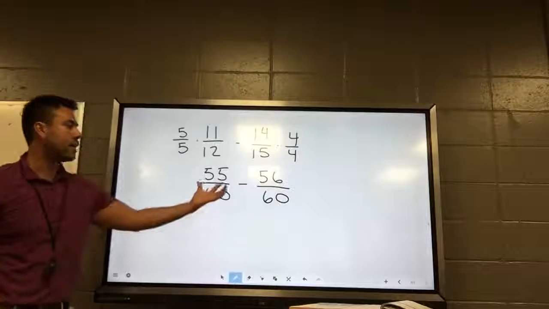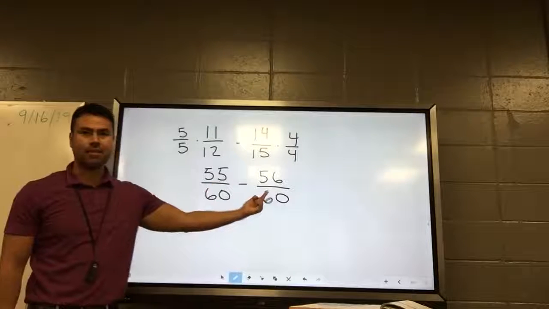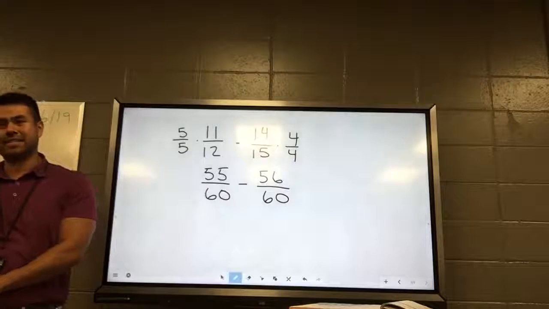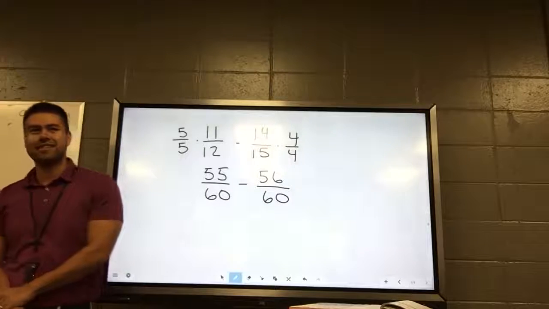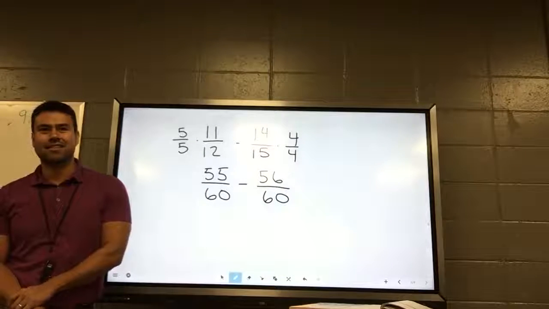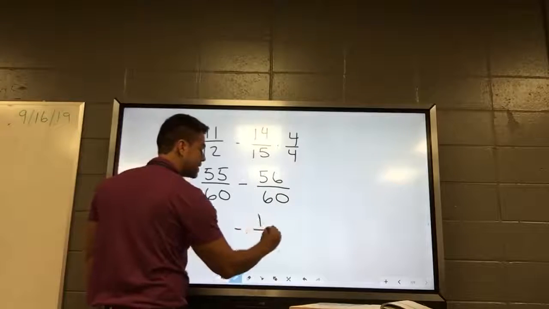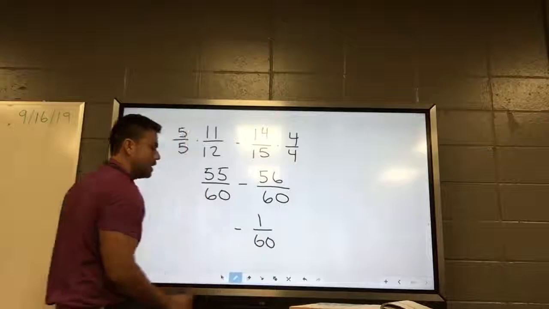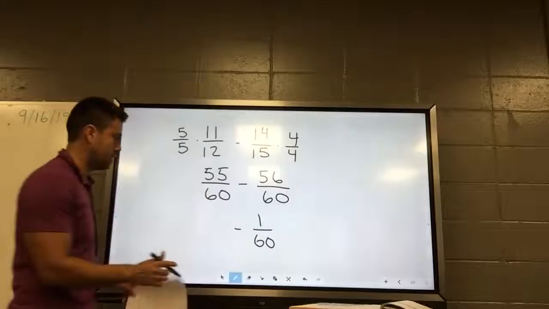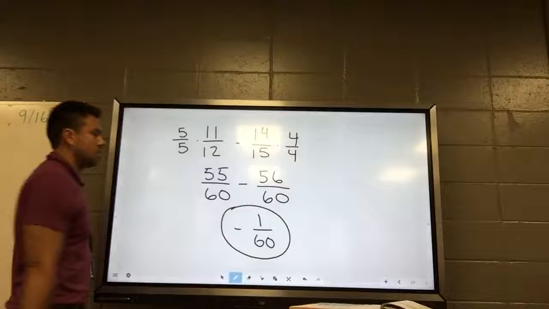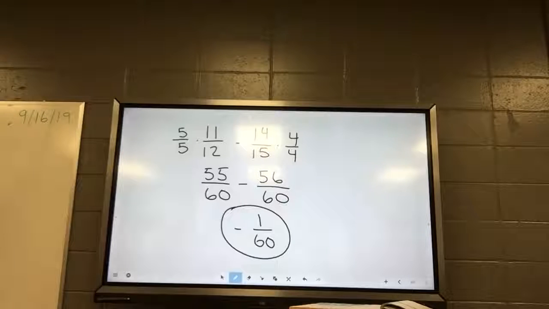So here, I have this minus that. So what am I going to get? Good, yes, it's 1/60th, but with a negative. Negative 1/60th. So that's very small, by the way. It's a very small number. They're very close.